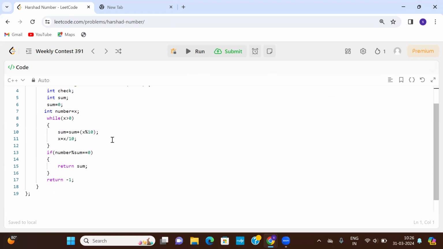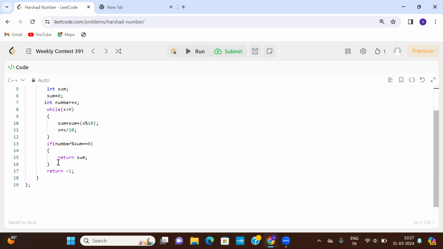Suppose it is 18. So x mod 10, 18 mod 10 will give us 8. It will extract the last digit. And x equals x divided by 10. So once this while loop gets completed, in the sum variable we will have the sum of all the digits. If number mod sum comes out to be 0, we will return this sum. It means it is a Harshad number and we are going to return the sum. Otherwise, we will return -1.